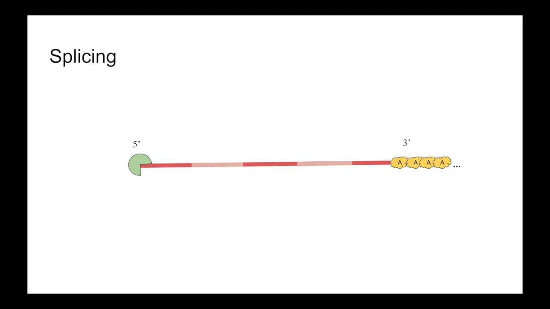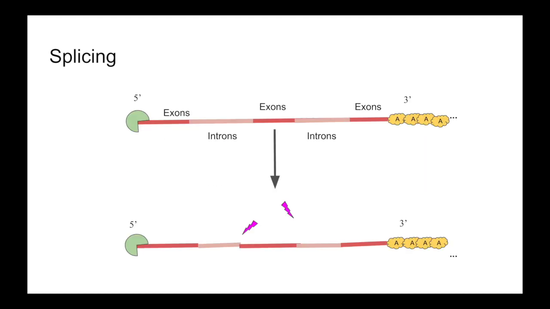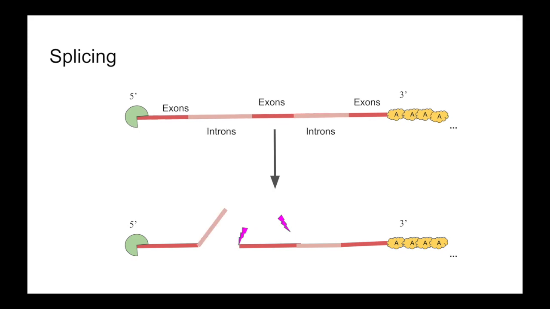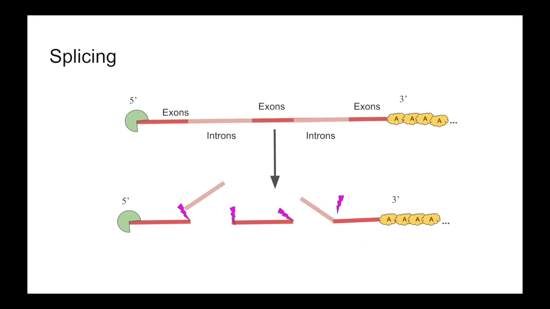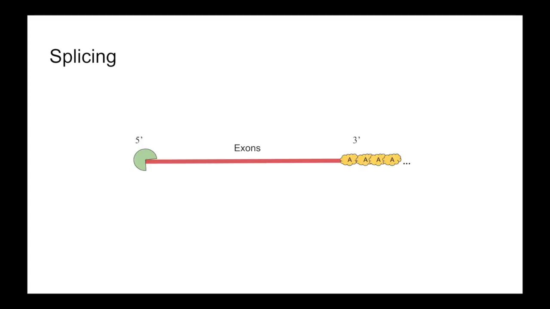Splicing. Splicing is a very crucial step in transcription. RNA has sections referred to as introns and exons. Exons are coding regions and introns are non-coding regions that will be removed. They are removed by enzymes called spliceosomes, which is the purple lightning shape. After taking out all the introns, all that's left are exons and mature mRNA.